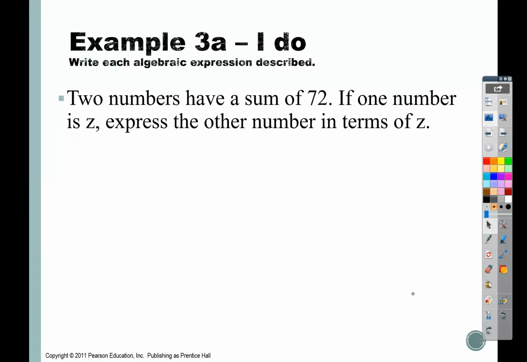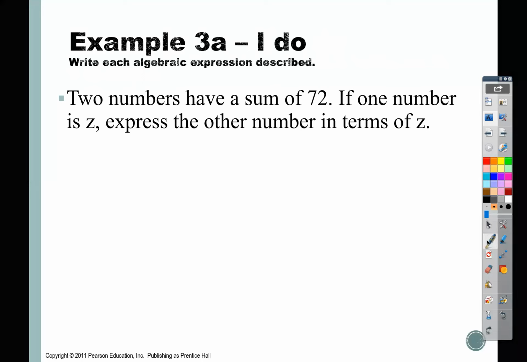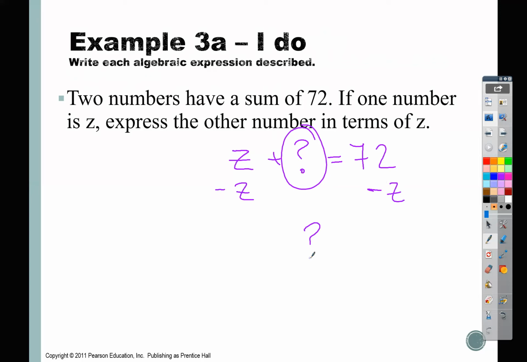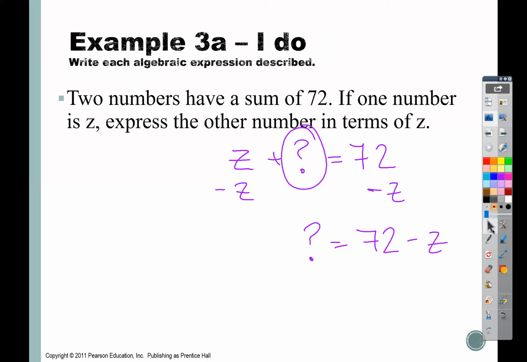All right, number 3A, two numbers have a sum of 72. If one number is z, express the other number in terms of z. So z plus something equals 72, right? And it says if one number is z, write the other number in terms of z. So we're trying to get this question mark number by itself. How would I do that? If I'm adding this z, I would subtract the z from both sides. So my question mark number that we don't know can be written as 72 minus z.